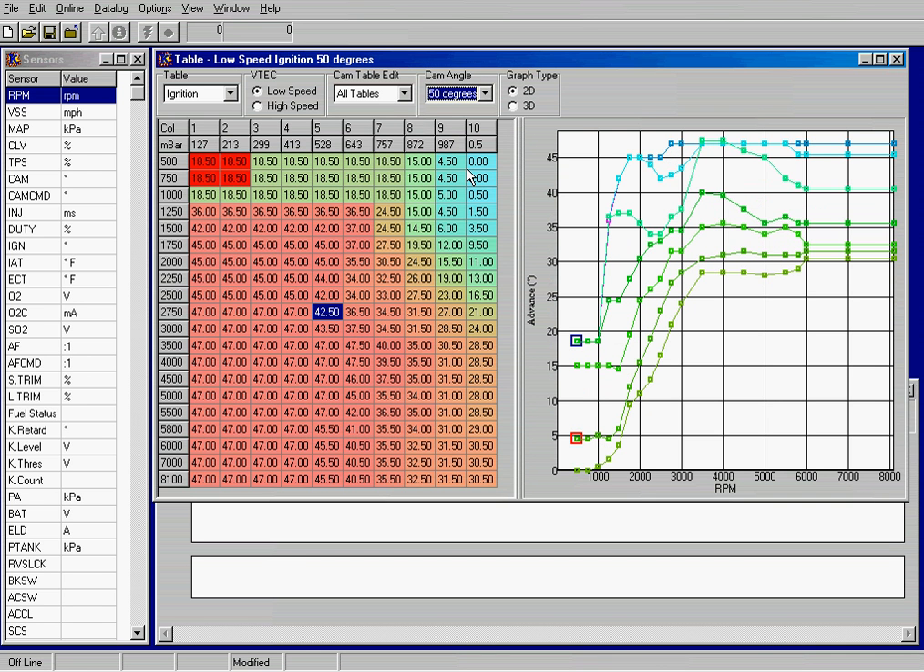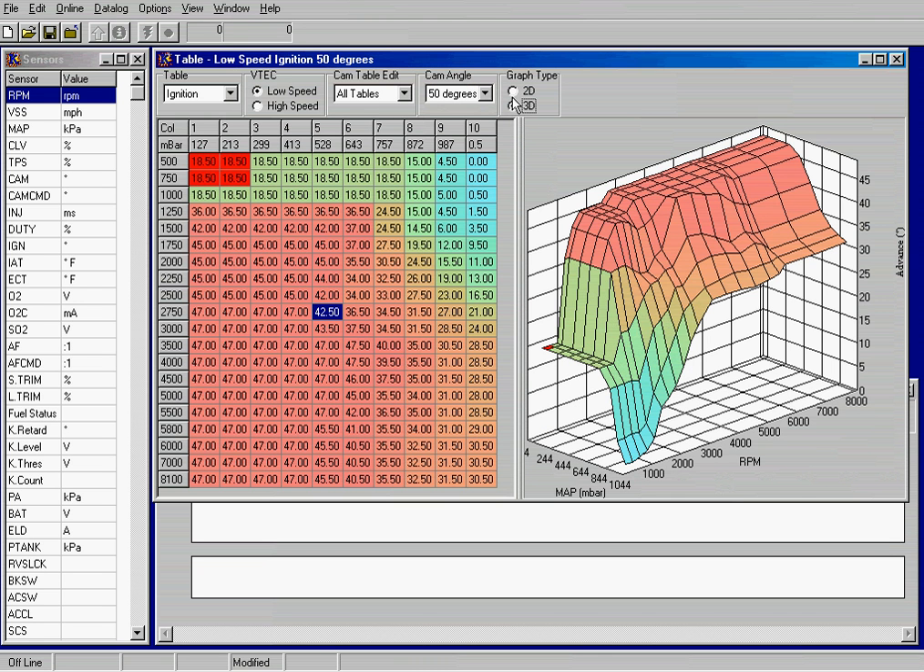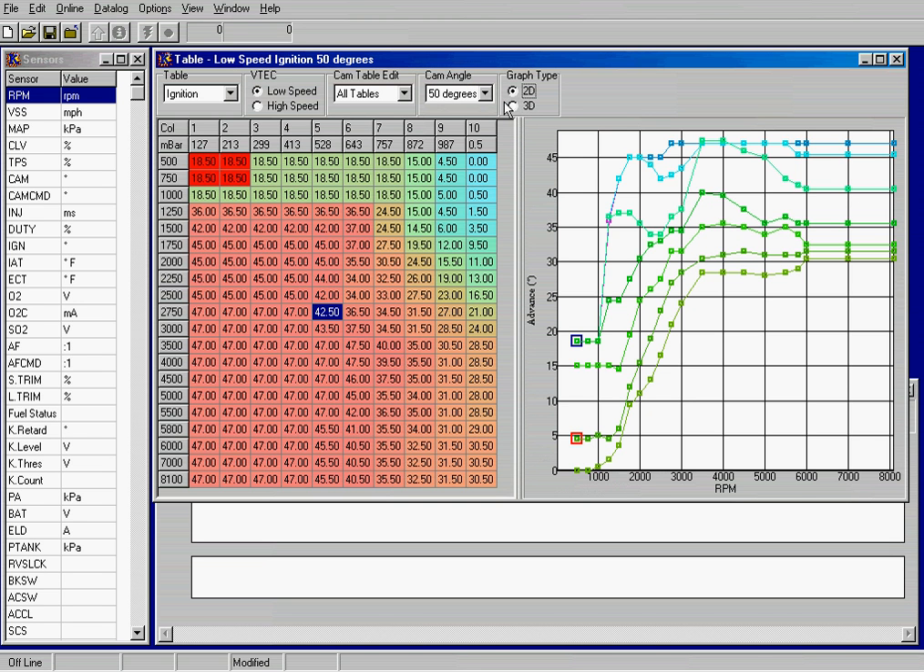You'll see that the settings for the ignition vary quite a bit from cam angle to cam angle, and each of the maps can be viewed in either 2D or 3D. In the 2D map, points on the map can be individually edited, so you can pick them up and move them and shape them and make them a little bit smoother.